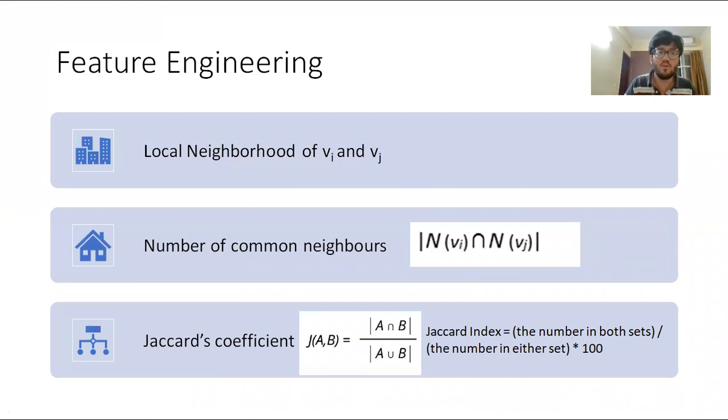Now, coming on to feature engineering, how did we do the feature engineering part? So the first metric that we leveraged was based on neighborhood. Take two nodes, VI and VJ. Then we analyze the number of common neighbors of both of them. This was used as one of the features. Then another is calculated using the Jaccard coefficient, the formula for which is shown here, which is the number of common neighbors divided by the total number of neighbors. This way we calculate the Jaccard coefficient also.